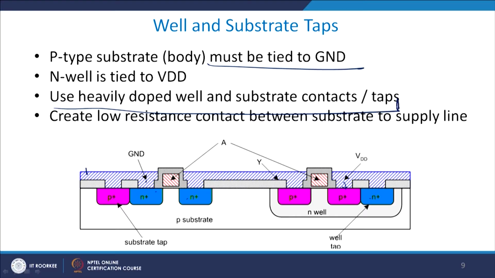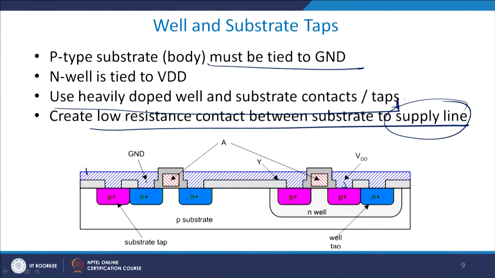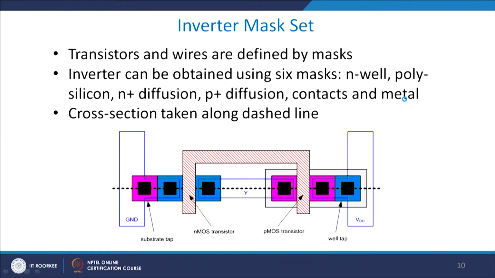And use heavily doped well and substrate contact taps. So, if you use very heavily doped wells and also use substrate contacts, the effect of N will be reduced drastically in a device. Moreover, you have to create a low resistance contact between substrate and the supply line. Otherwise, there will be excessive voltage loss across the supply line, and therefore the effective voltage available to you for running the MOS device will be relatively small, and that is the problem area.